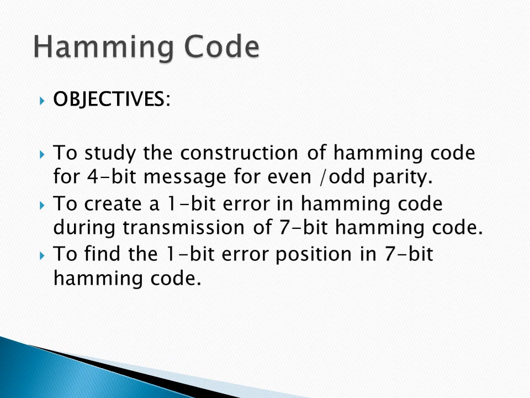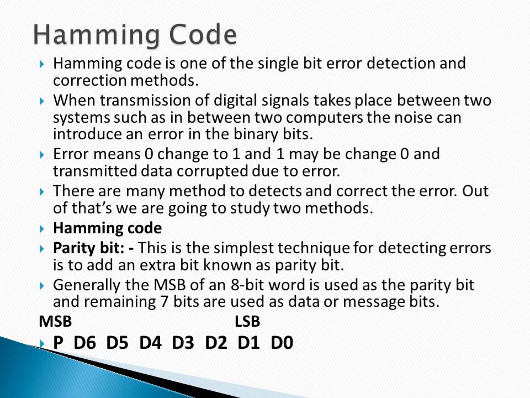So what are the objectives behind this Hamming code? First, to study the construction of Hamming code for a 4-bit message for even and odd parity. Second, to create a 1-bit error in the Hamming code during transmission of the 7-bit Hamming code. Third, to find the 1-bit error position in the 7-bit Hamming code. So simply, Hamming code is a single bit error detection and correction method.